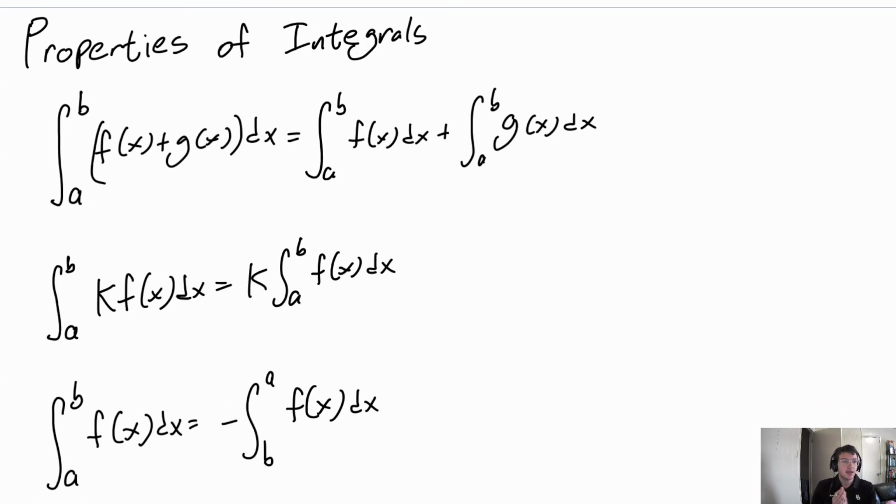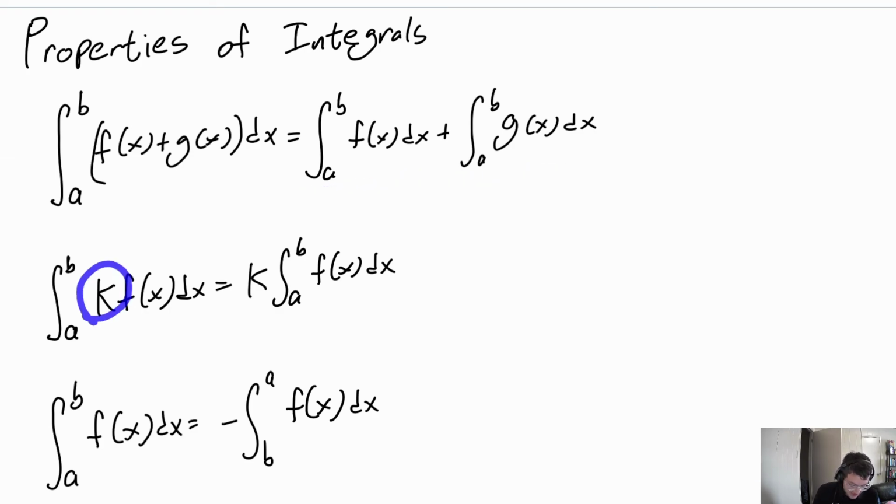Okay, but with that in mind, let me talk about a couple of properties of integrals that are going to be really helpful. One, if we have a definite integral, remember a definite integral means we have these endpoints here. If we have a definite integral of two functions, so the integral of f of x plus g of x, that breaks apart into two different integrals, an integral from a to b of f plus the integral from a to b of g.